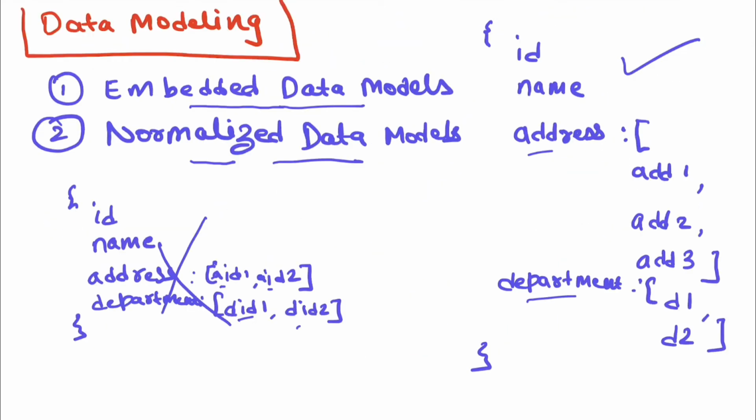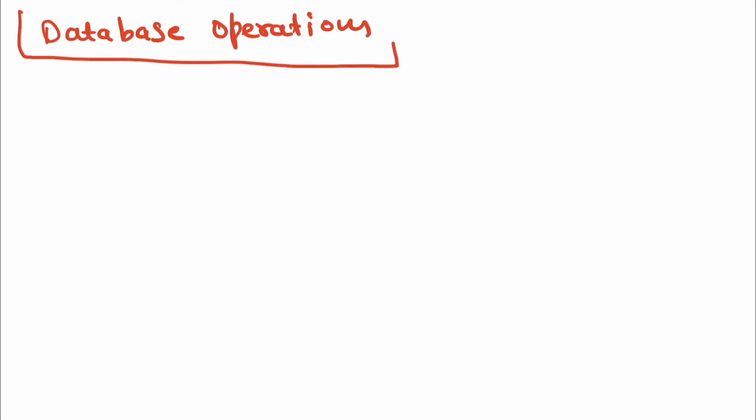Okay, so we talked about data modeling. Now the next thing we are going to cover is what operations are supported within the MongoDB database. So we'll talk about database operations, what all you can do in MongoDB. We are not going into the syntax, like how you can do this, but what I'm going to tell you is what you can do. You can create your database, you can drop your database.